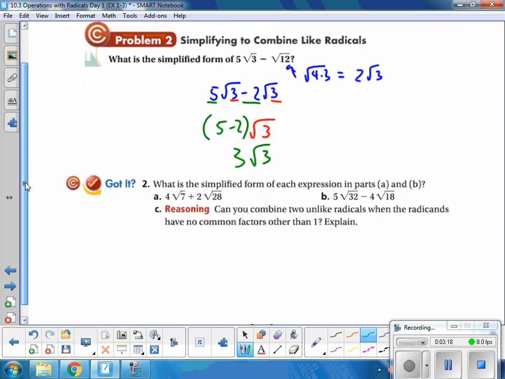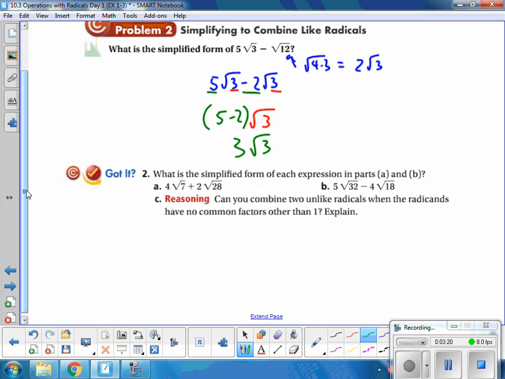All right, why don't you try it on the got it? For A, B, and C, again, you might have to factor out your radical just to see if you can find a common radicand. Press pause.